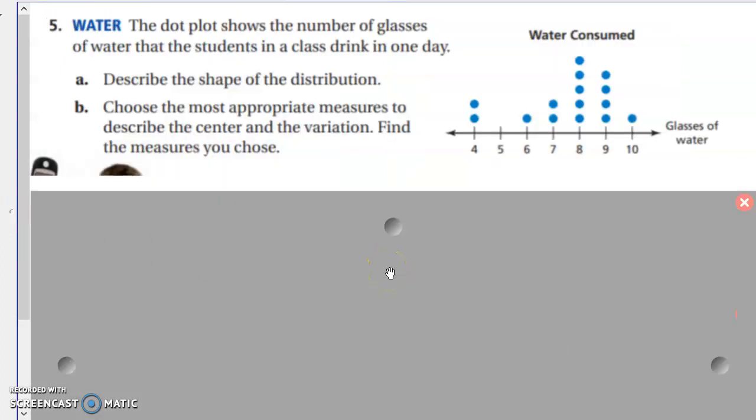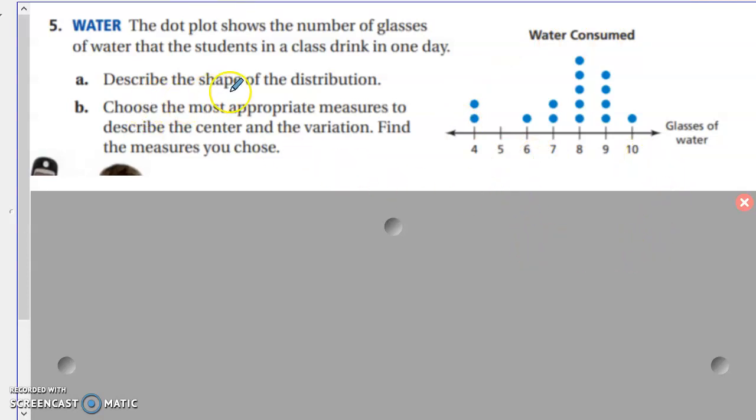Next question says, the dot plot shows the number of glasses of water that the students in a class drank in one day. So you can see the lower number here is 4, the upper number here is 10, and then the dots are all organized in that nice little dot plot.